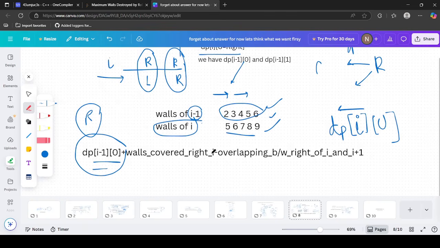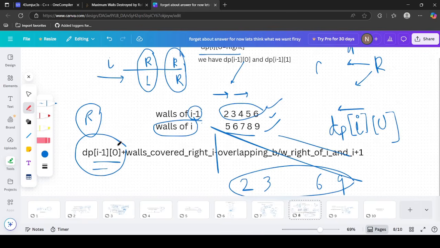So if there is no overlapping, for example, the before one is 2 to 3 and the present one is 6 to 9, there is no overlapping, so we can simply add. So if there is no overlapping, forget about this for now. And then dp of i minus 1, 0 is the walls destroyed by i minus 1 choosing right.